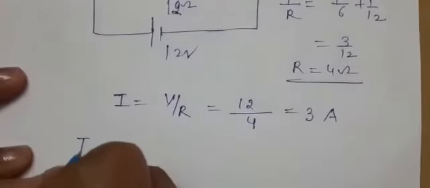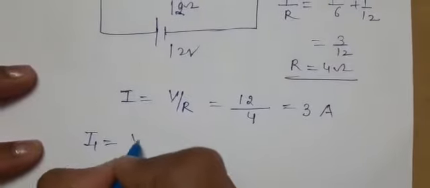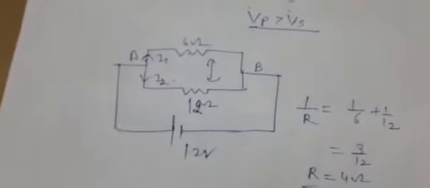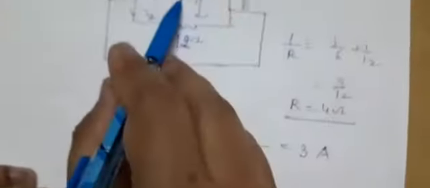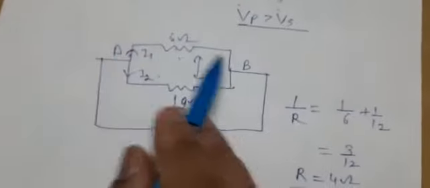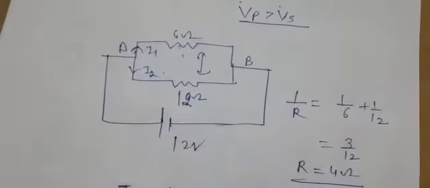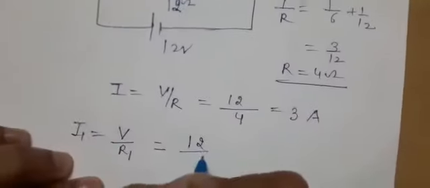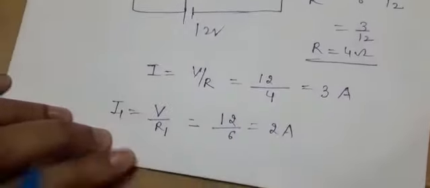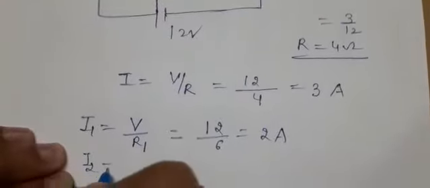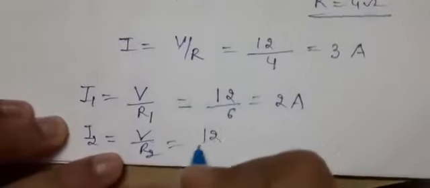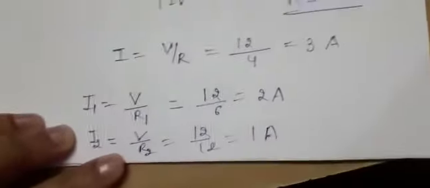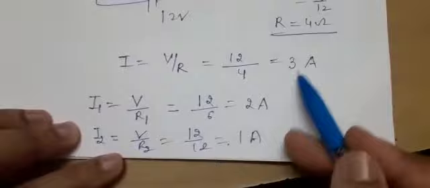So what will be the value of I1? I1 will be equal to V upon R1, because for these two resistances the potential will be the same. For the above wire, the resistance is 6 ohm, so I1 will be 12 upon 6. It is 2 ampere. And what is the current through the second wire? This will be V upon R2, so it will be 12 upon 12. So it is 1 ampere. Either this way or 3 minus 2 equal to 1.